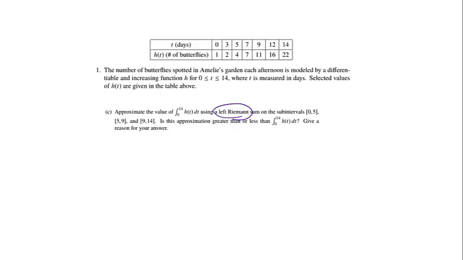All right, so if we're going to do a left Riemann sum, my intervals are going to be 0 to 5, 5 to 9, and 9 to 14. And notice we're really not using those in-between numbers, the 3, the 7, and the 12.